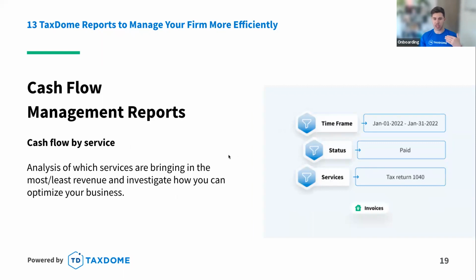Same exact thing. Let's say you want to find, actually, instead of outstanding revenue, let's say you want to find received revenue. So in this instance, instead of looking for unpaid invoices, you can make the status paid and say, actually, I want to understand how much revenue did I get from my 1040s in January? And then you can analyze that further.